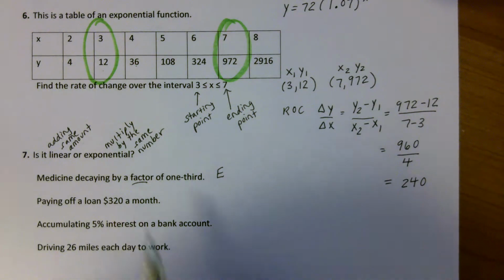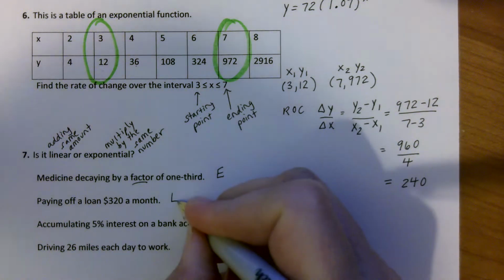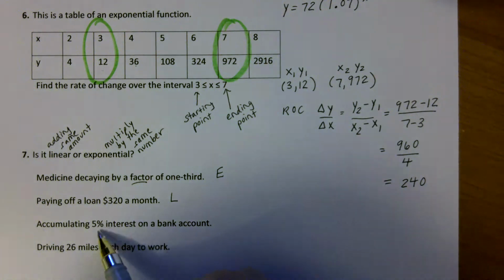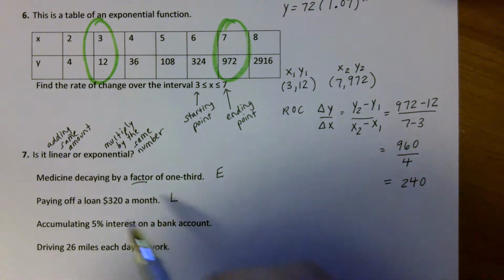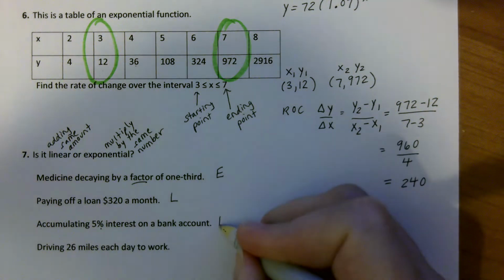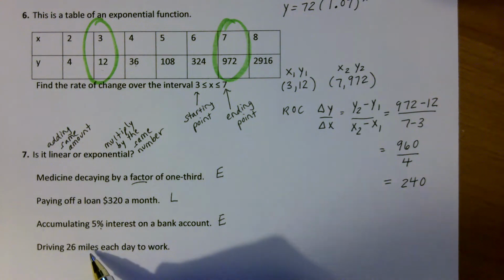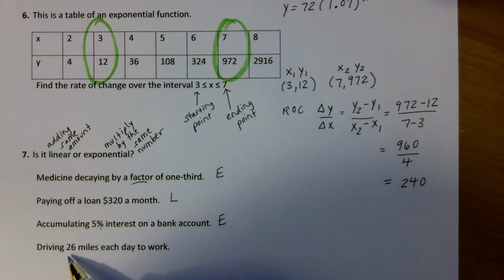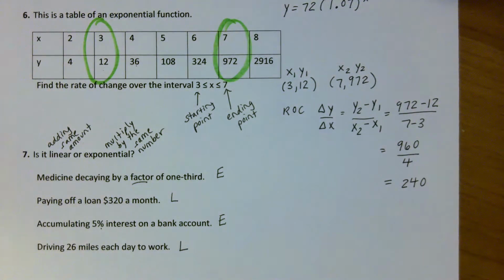Paying off a loan, $320 a month. If I'm paying $320 a month, that's the same amount each month. That's linear. Accumulating 5% interest on a bank account. I'm not adding the same amount. I'm multiplying by the 5%, so that is exponential. Driving 26 miles each day to work, I am adding the same amount to my mileage every day, 26 miles, and that is linear.